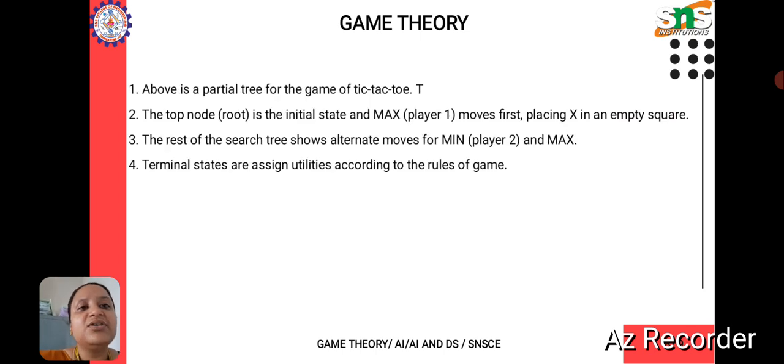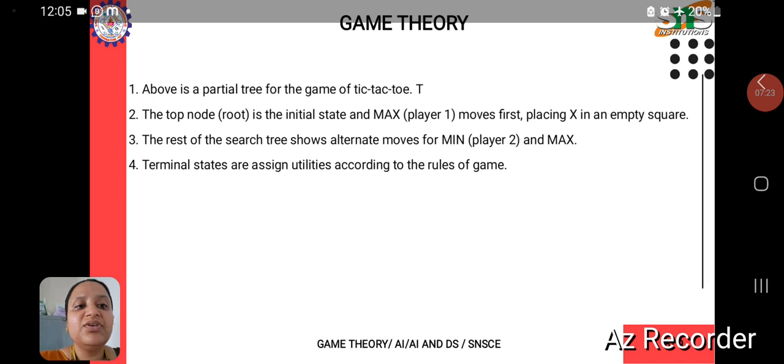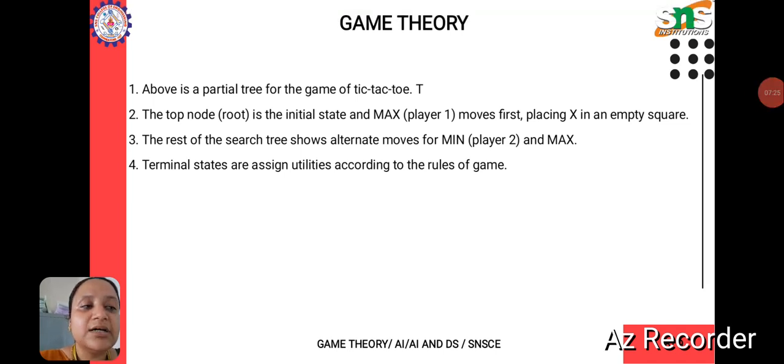Now we have the different game theory processes, in which, in the above example, you have a tic-tac-toe process. In this you will have two different kinds of players, minimum and maximum, and you will have different kinds of rules. In the upcoming videos we will see the min-max algorithm, tic-tac-toe, alpha-beta pruning and the process involved in it.